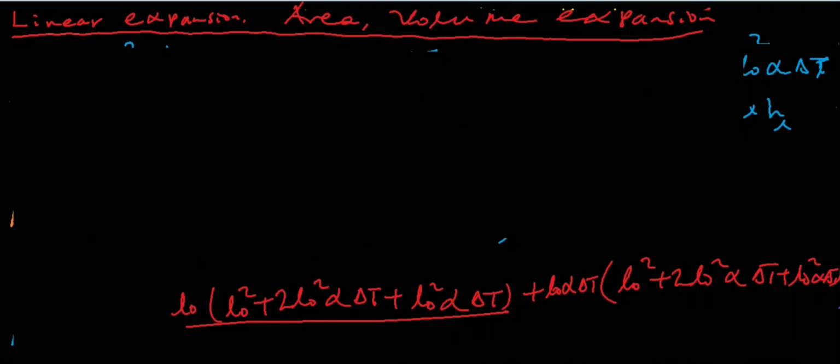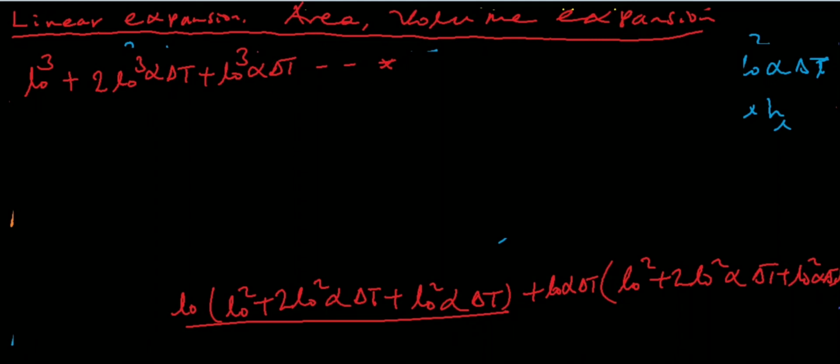When we finish this one, L naught times L naught square is L naught cube. L naught cube plus L naught times this, 2 L naught cube alpha change in temperature, plus L naught cube alpha change in temperature. Let's say this is star 1.